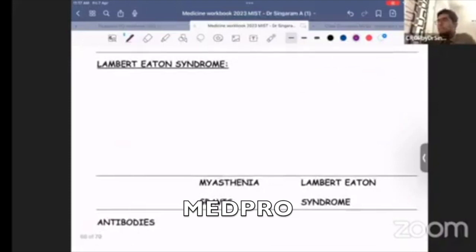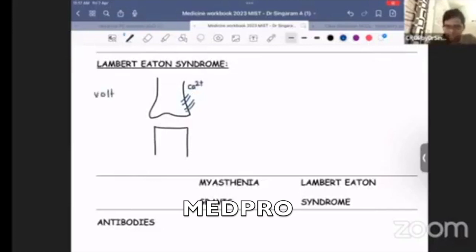Just a quick note about one more condition called Lambert-Eaton syndrome. It is related to, and yet different from, myasthenia gravis. What are the channels through which calcium enters inside? Please remember, these are called voltage-gated calcium channels. Only when calcium enters will it trigger the release of acetylcholine from the nerve endings. I told you this.